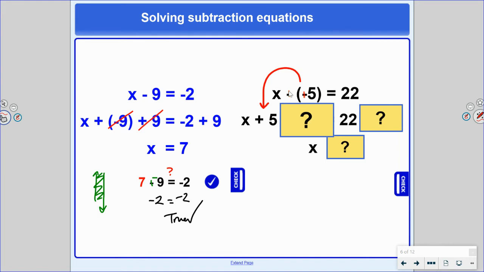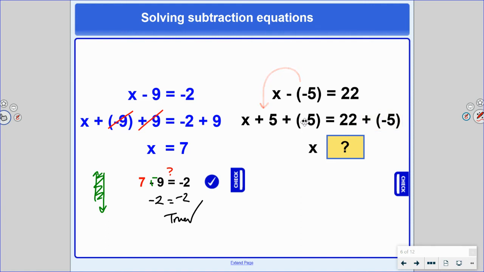And how do we get rid of 5 positives? With 5 negatives. Let's add 5 negatives to one side. Let's add 5 negatives to the other side. Naturally, 5 positives, 5 negatives cancel out. And if you have 22 positive symbols and you subtract 5, you're still going to have positives, but only 17 in this case.